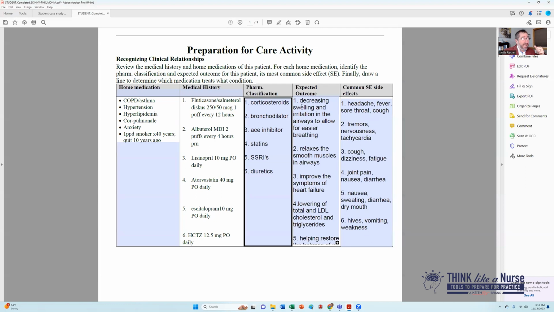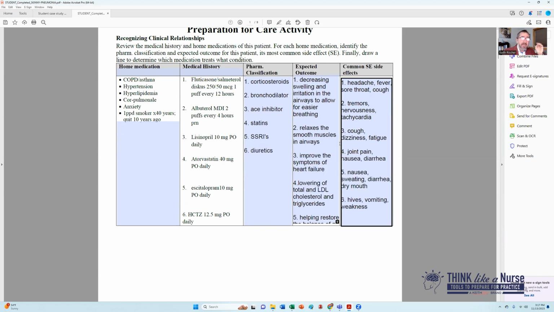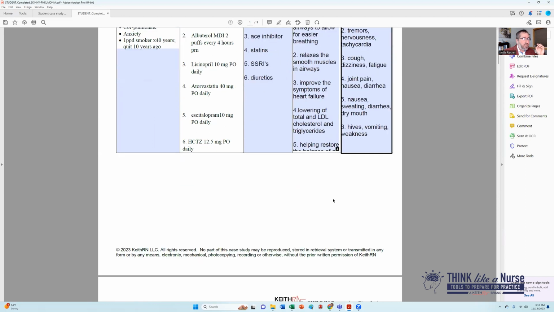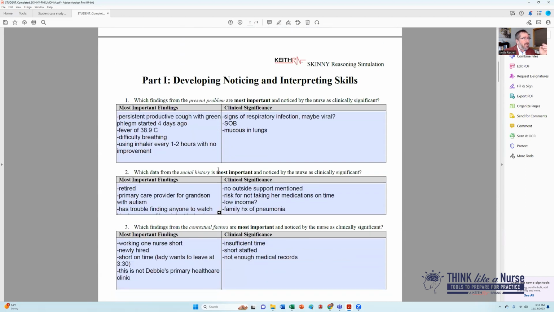So here we have the medications. You can see the expected outcomes, side effects, and overall, you get a sense of the thoroughness of what they're noticing and the correctness of the information here. When we go to the present problem, they notice the productive cough, the fever of 38.9, difficulty breathing.